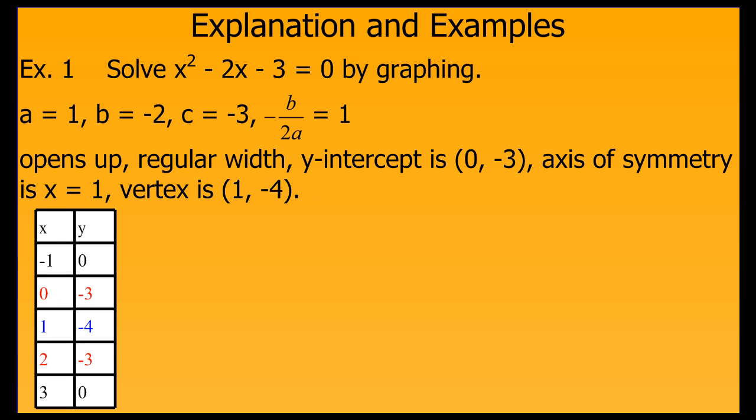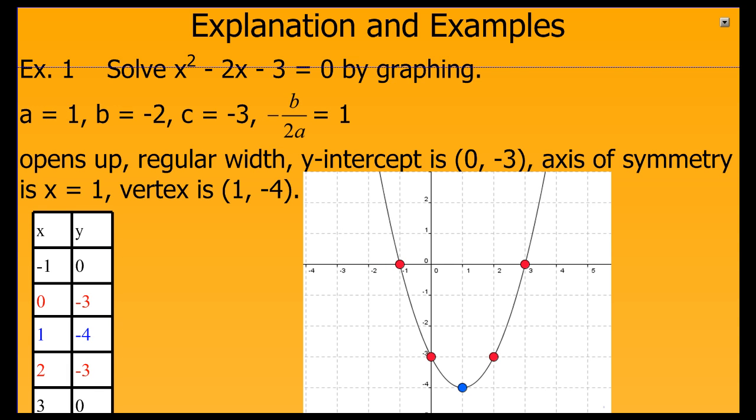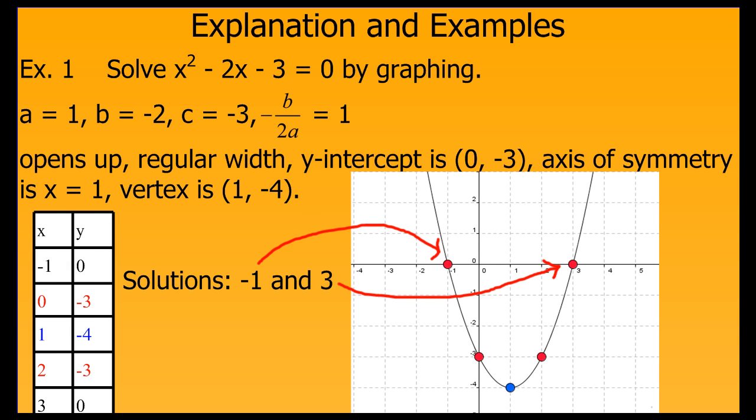So we complete our table of values using symmetry to help us complete it more quickly. So our graph looks like this. We can see from our graph that our parabola crosses the x-axis in two places, negative 1 and positive 3. So those are our two solutions.